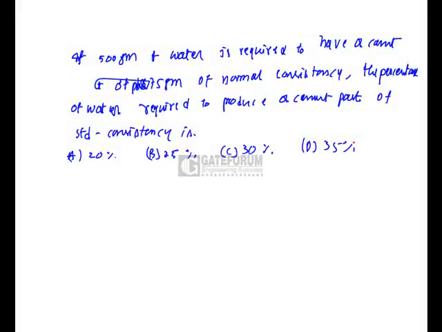The question is, if 500 grams of water is required to have a cement paste of 1875 grams of normal consistency, find the percentage of water required to produce a cement paste of standard consistency. The question was not that clear, but we can say standard consistency is a particular percentage of water which allows the plunger to penetrate only to a depth of 33 to 35 mm from the top, known as the percentage of water required to produce a cement paste of standard consistency.